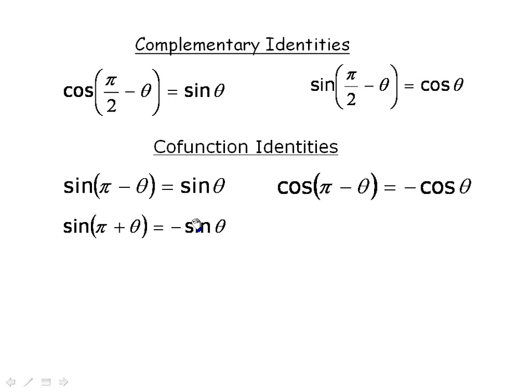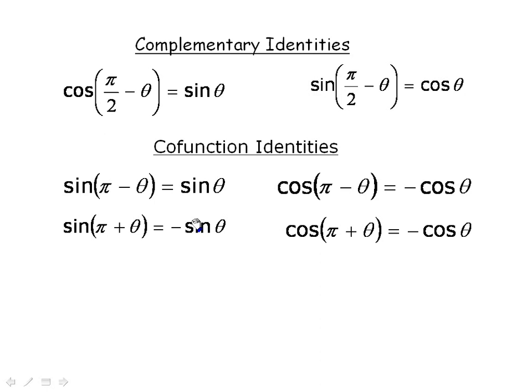Cosine of pi minus theta is negative cos theta. And cosine of pi plus theta is equal to negative cos theta. Now, there's other versions of these. I'm not bothering with the 3 pi over 2 ones, or some of the other ones like pi over 2 plus theta. So we have all these things we could do with them, and I'm sticking with these. These are on your formula sheet, so keep the formula sheet in front of you and use these.